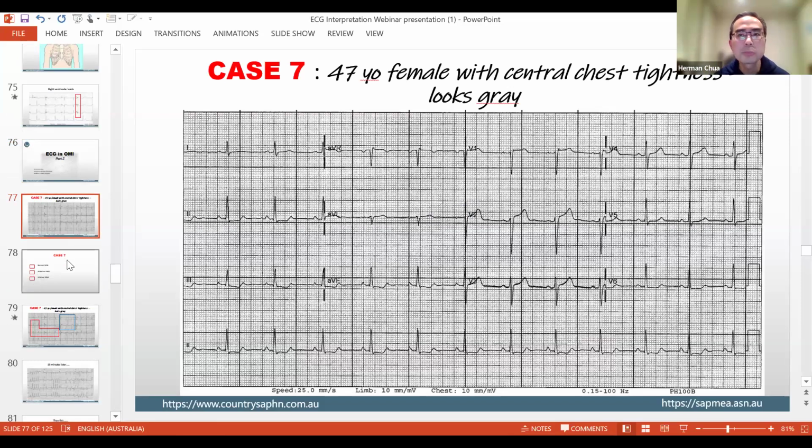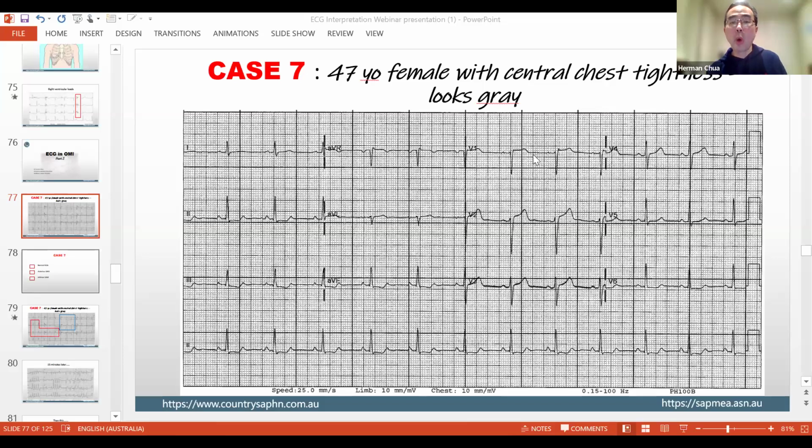Let's have the poll. Is this a normal ECG? Is this an anterior OMI? Is this an inferior OMI? All right, let's stop the poll because most of you think this is an inferior, right? That's good. Actually, that's good because why?